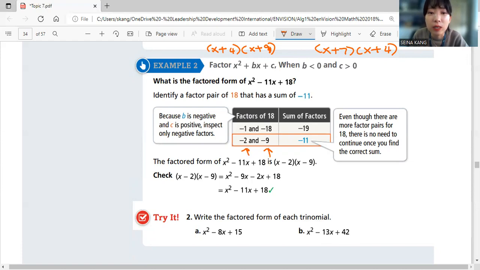So even though there are more factor pairs for 18, there's no need to continue once you find the correct sum, like -2 and -9, and that adds up to -11 and multiplies to positive 18. So you can just put that in your second term of the binomials. So x minus 2 times x minus 9 would be your answer. Okay. So pause the video now, try number 2A and B. Come back when you're ready for answers.